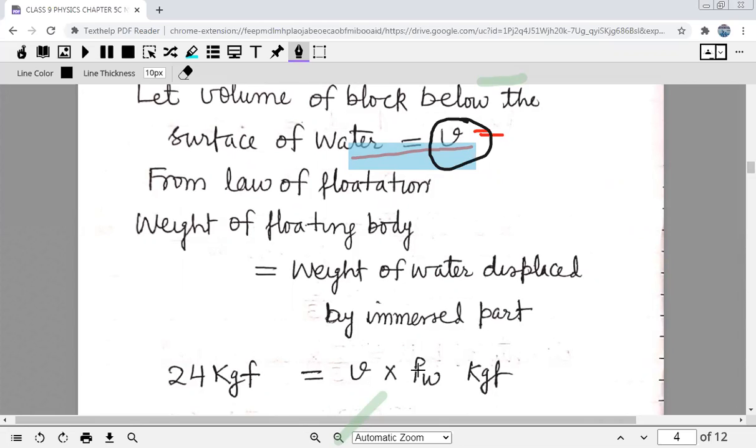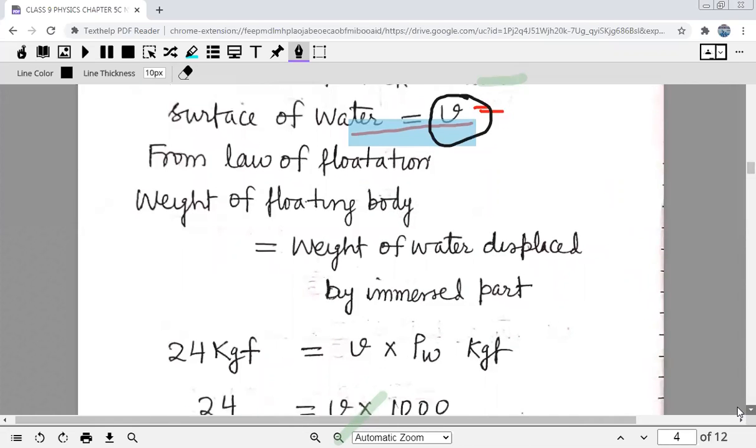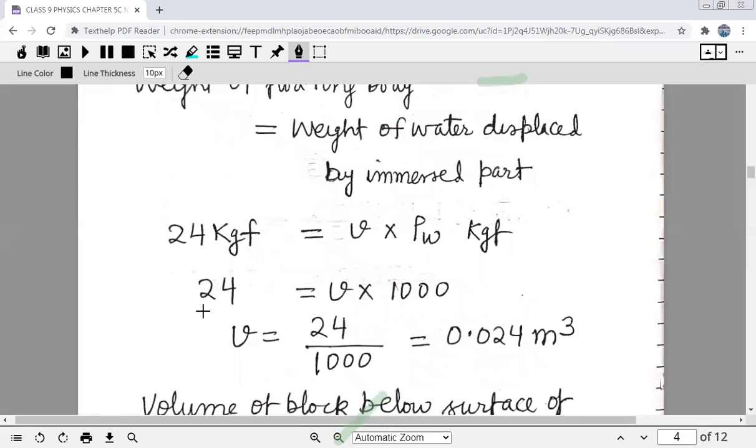If you write the value of g, the answer will come out in Newton. But if you remove g, then you can write in kgf or in gram force according to the density of water. So here the density of water we have taken 1000. So it will be 24 equals V into 1000. So what is V? 24 upon 1000, that is 0.024 meter cube. This is the volume of the immersed portion.